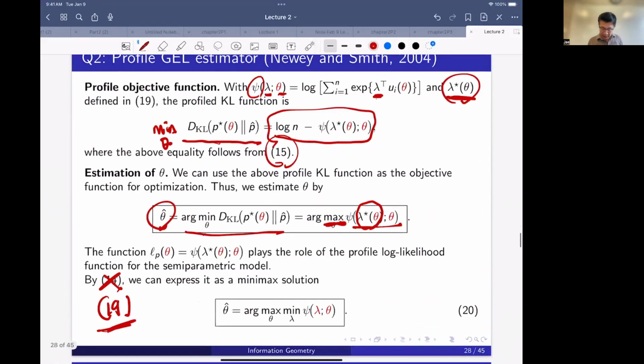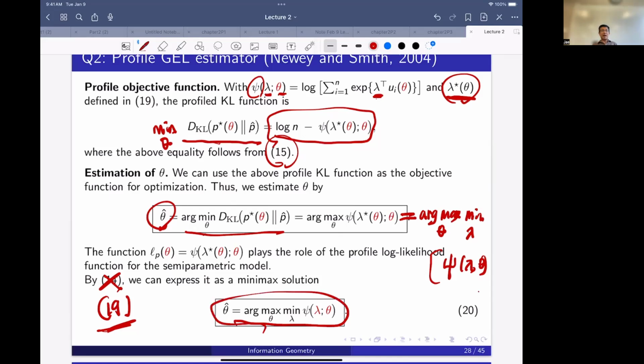So my point is you can write this guy as an arg max over theta and min over lambda of psi of lambda and theta. Right? So this is a maximin problem. Maximin of the psi potential function.